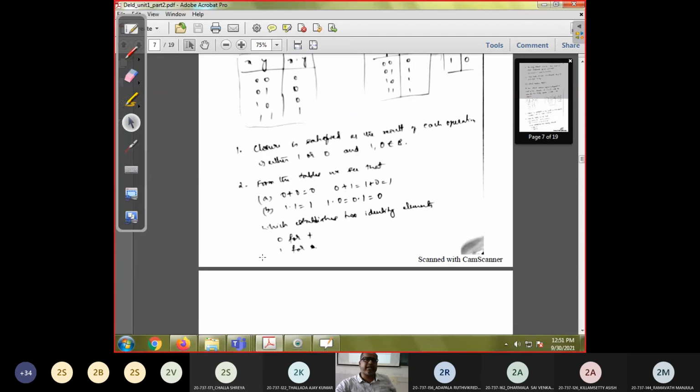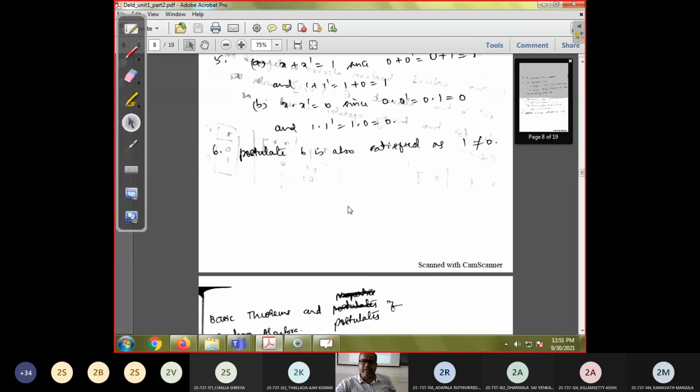All my properties are satisfied by Boolean algebra. Closure is satisfied. Associative property is satisfied. Commutative properties are satisfied. There is an identity element. There is an inverse element also. Okay. All my properties are satisfied. Therefore, it forms a field for us. So using this field, I can develop my theory on it.